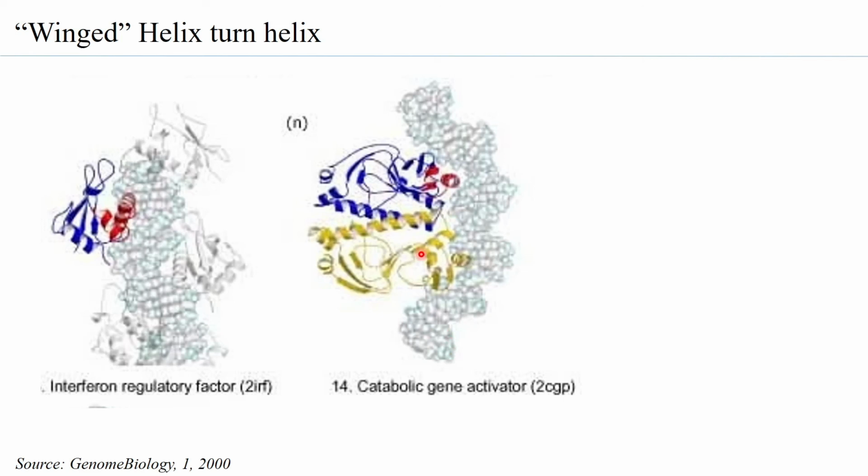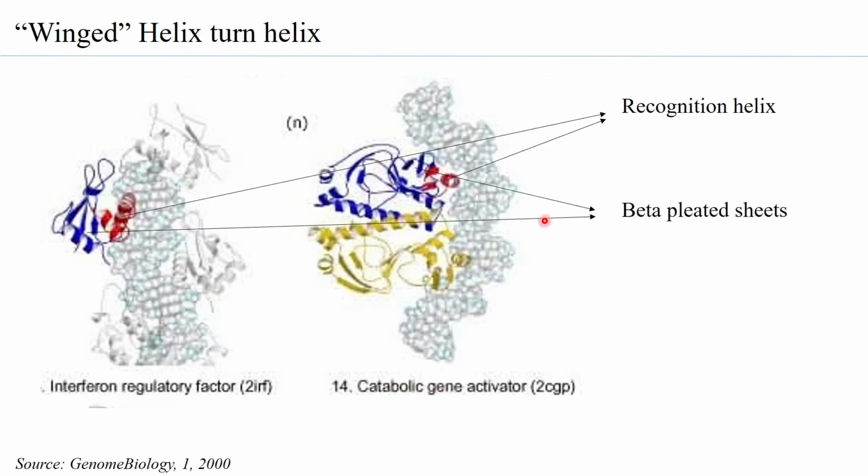When you look at this, you can again see that it has a recognition helix and a supporting helix, but the structure has the beta sheets as well as another helix present. So you have a more elaborate supersecondary structure. Same is the case over here. You have 3 alpha helices connected to 3 beta sheets. So these are the winged helix-turn helix associated protein families. This is the recognition helix. These are the beta pleated sheets.